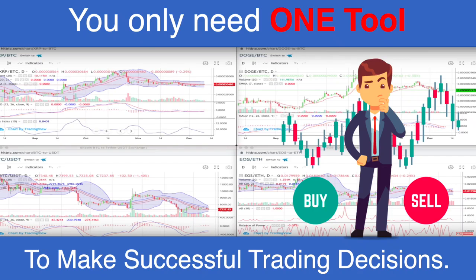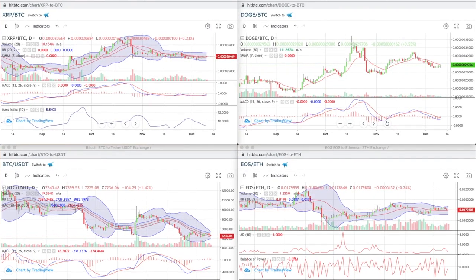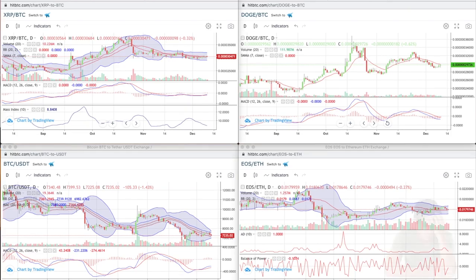If you're looking to become a home-based trader, then it's likely you will use charts like these. And if you're like most traders, you find it frustrating and overcomplicated, which is not surprising because all these lines and indicators can be confusing. For instance, take a look at my screen now. That's enough to give you a headache right there.